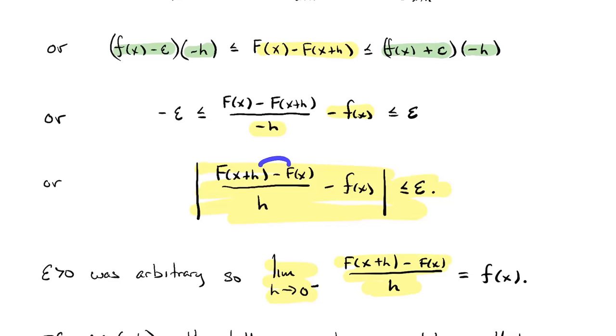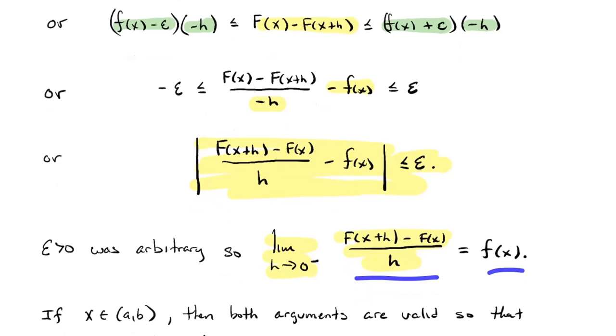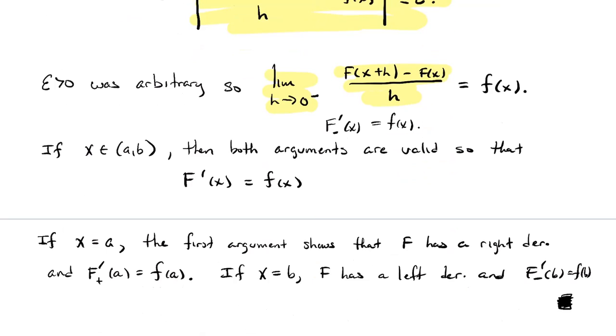Notice that I changed the order of subtraction in the numerator, but I also wrote h in place of minus h. So this fraction and this fraction are algebraically equivalent. So we get that the limit of this thing is equal to f of x. And what does that mean? That means that the left-hand derivative of capital F, making up that notation, is little f of x. Nice. Okay, so we're basically done.